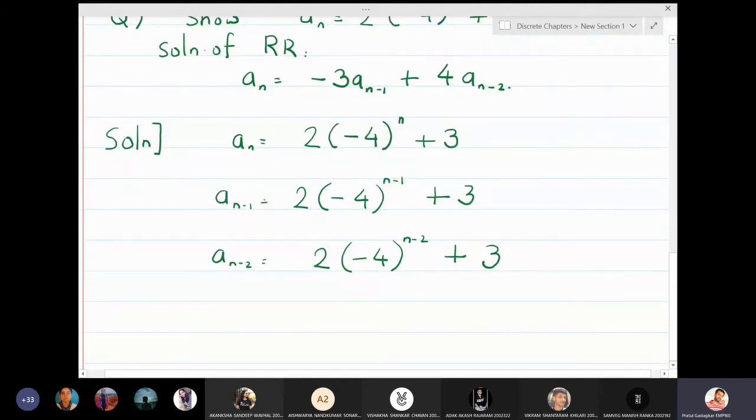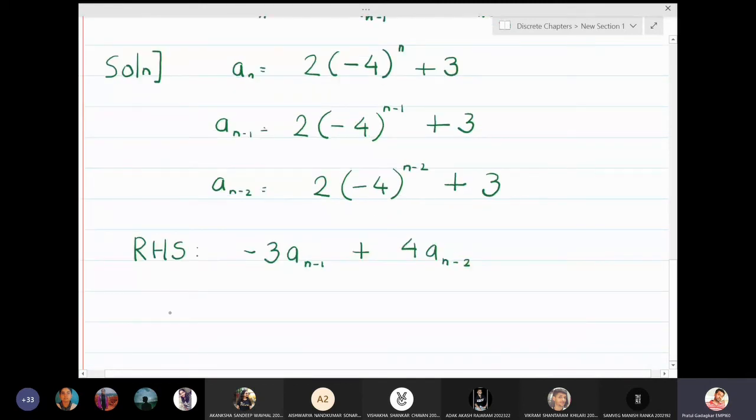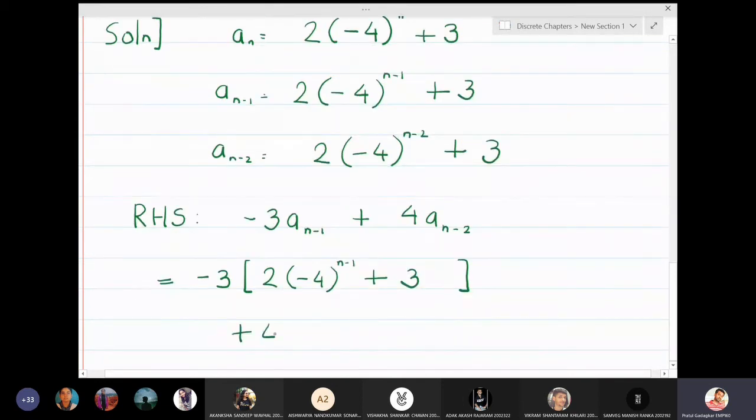I will now start with the right hand side. What is the right hand side? Minus 3 into an minus 1 plus 4 into an minus 2, which is equal to, we will substitute what an minus 1 and an minus 2 are: minus 3 into bracket an minus 1, what is an minus 1? 2 into bracket minus 4 raised to n minus 1 plus 3, plus 4 into bracket 2 into minus 4 raised to n minus 2 plus 3.